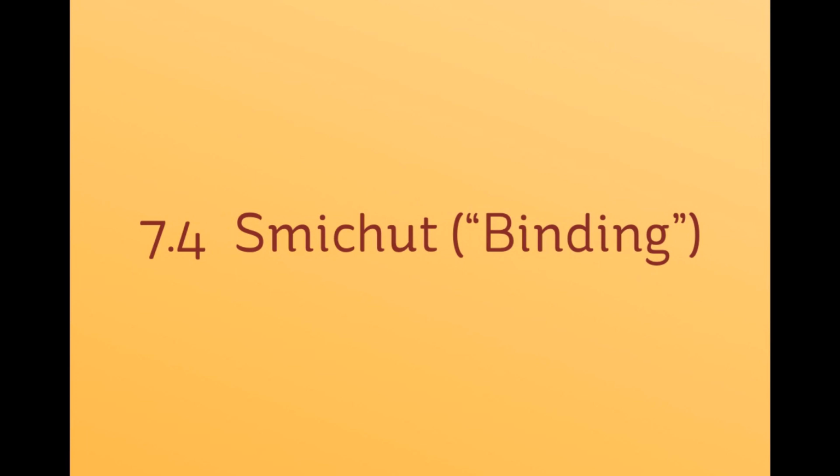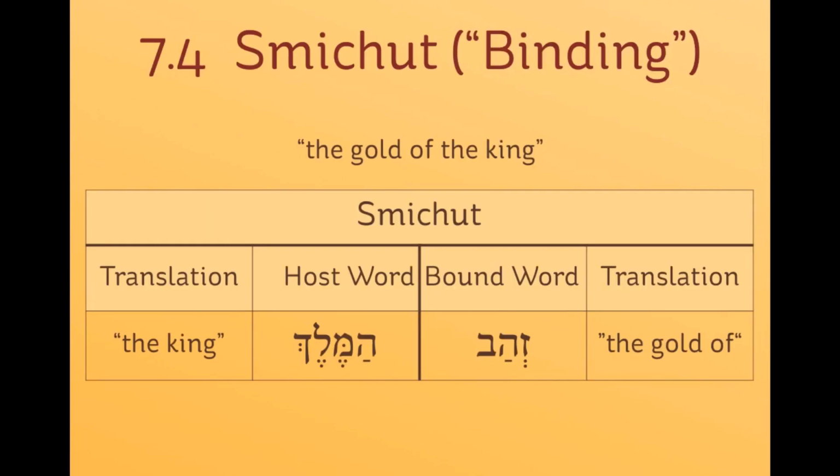Okay, and now for smichut, a Hebrew word that means binding. You'll also hear this sometimes called construct chain. This is all about Hebrew lacking a word equivalent for of. So how does Hebrew say, the gold of the king, or another English equivalent, the king's gold? How do you say that?